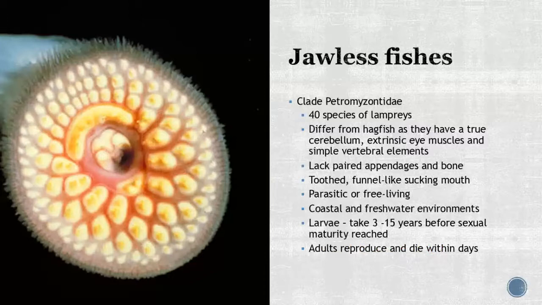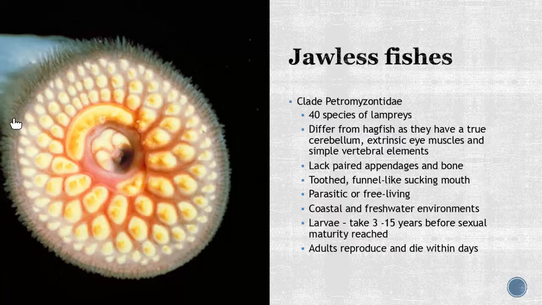Now next of your jawless fishes, we have the Clade Petromyzontida, or call them your lampreys to make life a little bit easier. Now these are going to differ from the hagfish. They have a true cerebellum, and they're going to have intrinsic eye muscles and simple vertebral elements. It's kind of hard to see, but when you think of a lamprey, you probably see this kind of mouth structure right here. Kind of looks scary, but that's the key identifying factor for these guys.